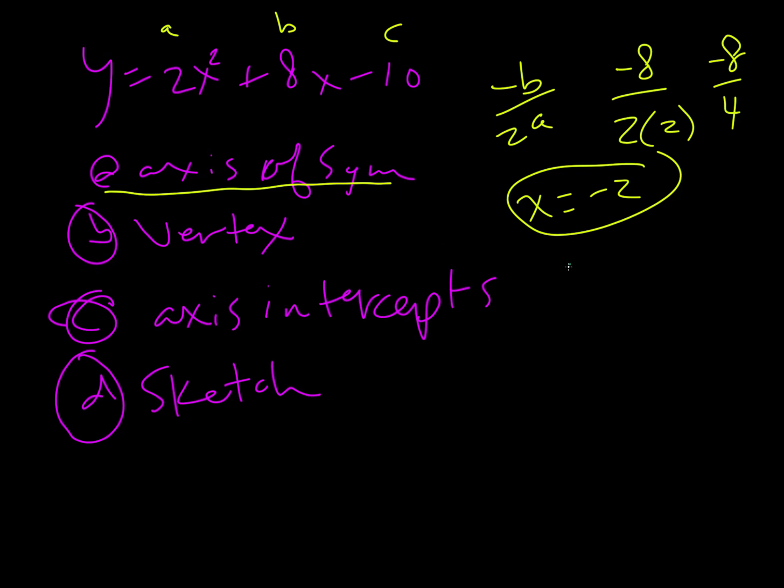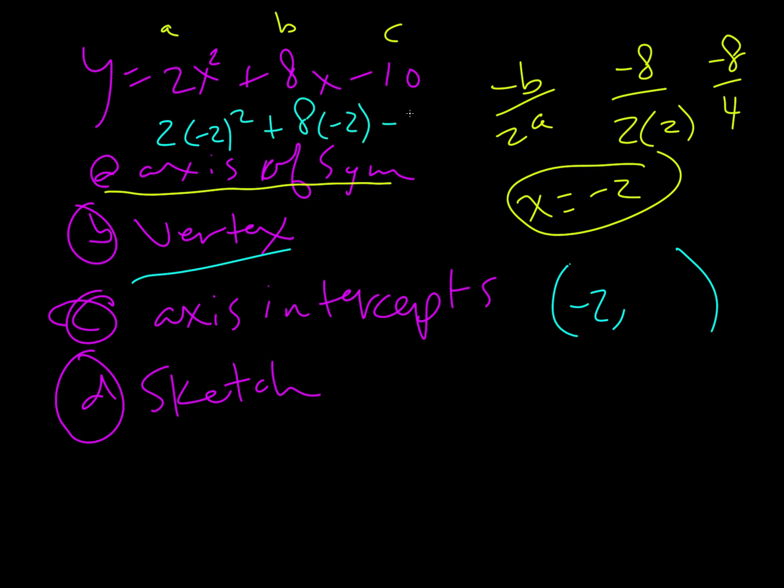Now, that is also the x value of our vertex. So all we need to do to find the y value is plug this into the original. So we get 2 times negative 2 squared plus 8 times negative 2 minus 10. And then we simplify this.